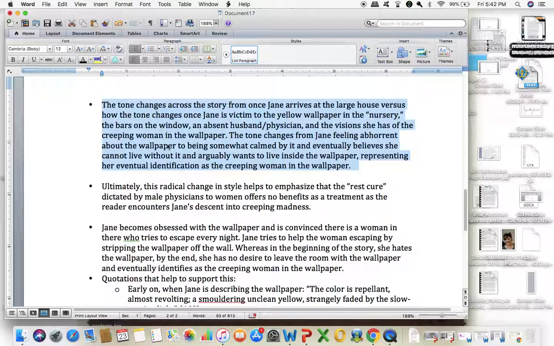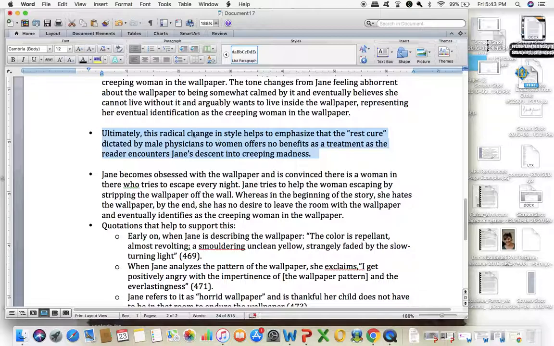She first really hates the wallpaper, but then as the story goes on, we get from her writing that she's eventually arguably calmed by it and believes she cannot live without it, and wants to instead live inside the wallpaper, right? Which is going into interpretation, which is the most important part of these discussions. I'm not just talking about tone for the sake of talking about tone. I'm saying here the tone represents her eventual identification as the creeping woman in the wallpaper.